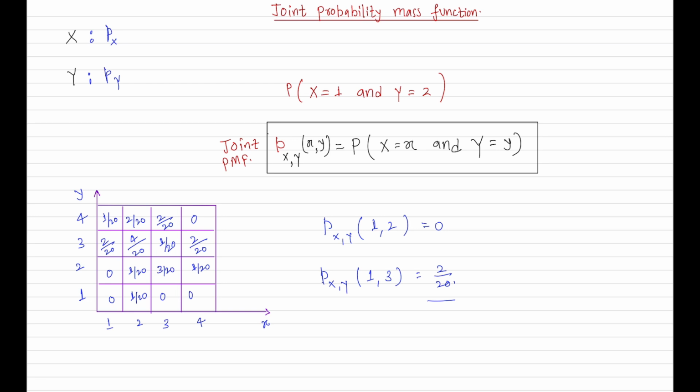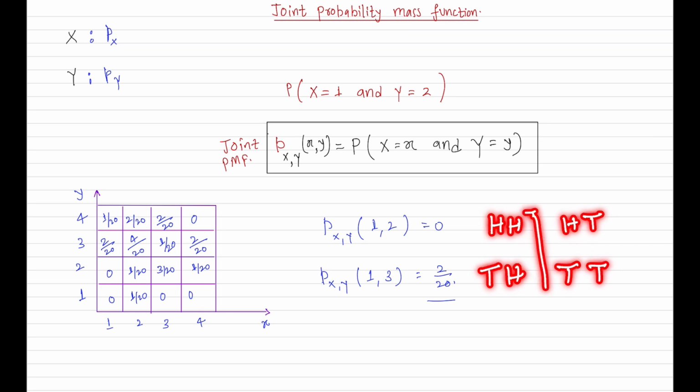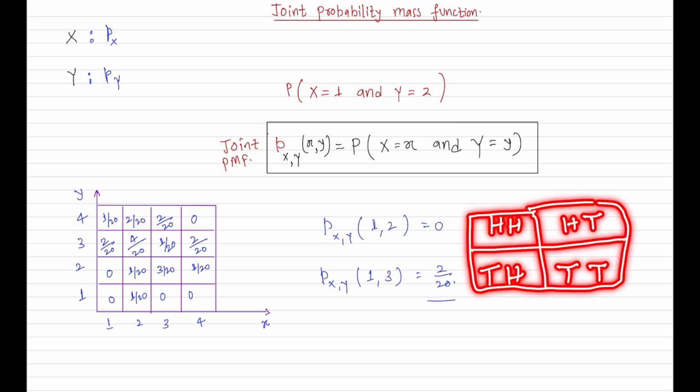You can start from an experiment. Let's say you are tossing two coins independently. If you are tossing the two coins, what will be the sample space? Maybe you will get both heads, maybe you will get first head then tail, or maybe you will get tail then head, or maybe you will get tail on both tosses. This is the sample space that you will get with tossing the two coins.